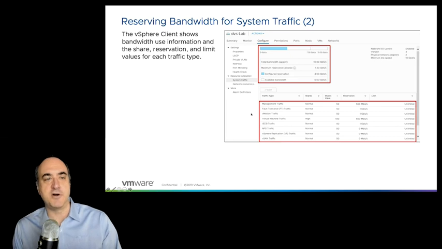So for instance, here we've got all those same settings down below. We've got our management traffic reserved to 500 megs. We've got our fault tolerance to 1 gig. vMotion is 1 gig. VMs are 500 megs and 1 gig for iSCSI traffic. And then everything else here, we're not setting reservations for.